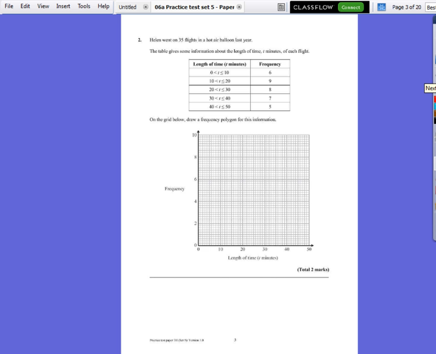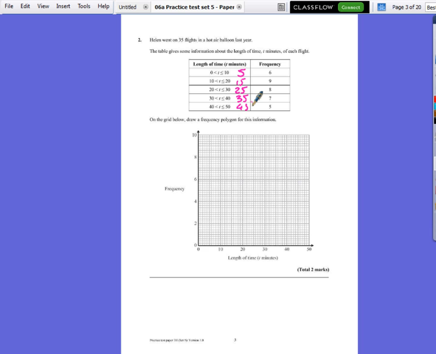Question 2. Helen went on 35 flights in a hot air balloon last year. Draw a frequency polygon to show this data. So for a frequency polygon, we always plot the midpoint of the group. So for the first one, between 0 and 10, which is 5. Between 10 and 20 is 15. Between 20 and 30 is 25. 30 and 40 is 35. 40 and 50 is 45.